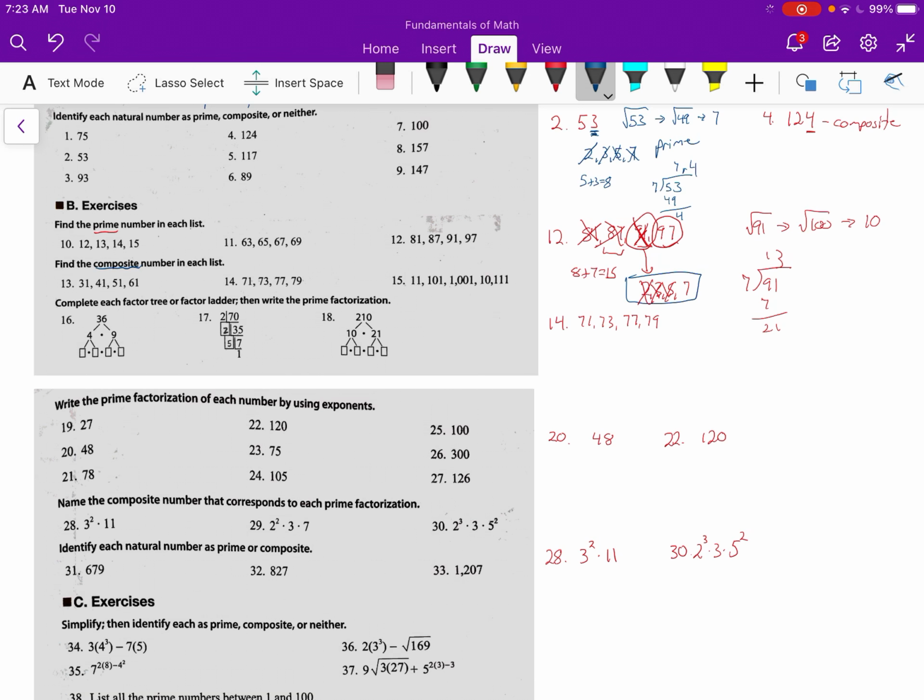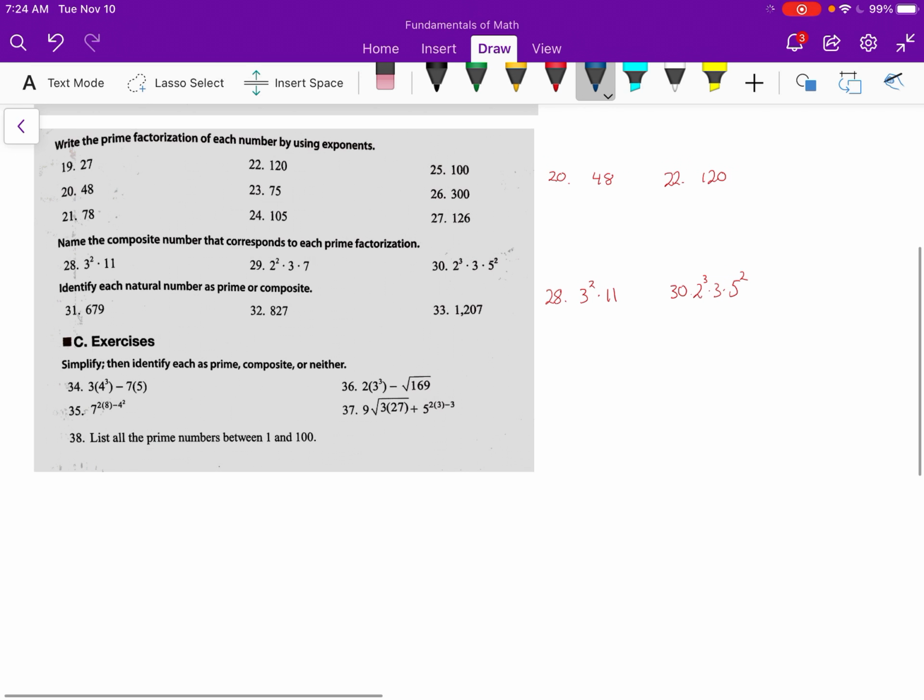the composite number. So in number 14, I'm going to just think through here. First, 71, 73, 77, and 79. Actually, I'm familiar with 77. 77 is 7 times 11, so I know that's composite. And so my answer is 77. And again, for 13 and 15, you might need to do some dividing and trying things out.